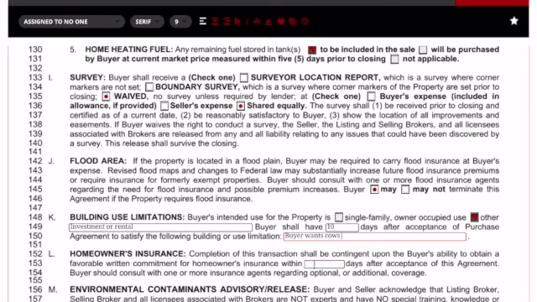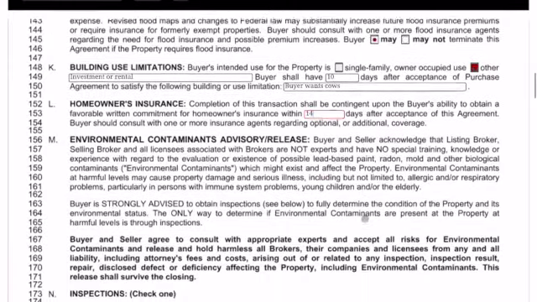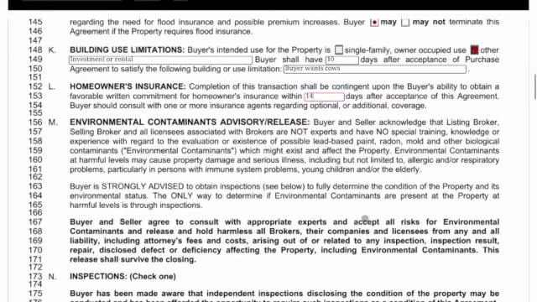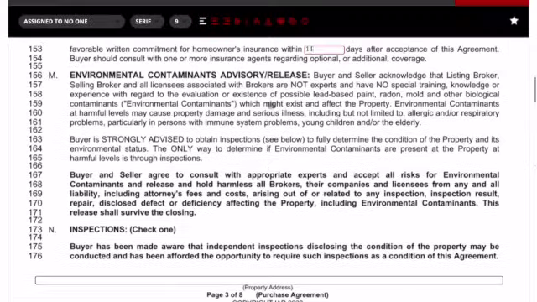Homeowner's insurance, typically we put 14 days on this. So that would mean that the buyer has 14 days to go find an insurance policy that they're in acceptance with. Read through the environmental contaminants on your own.